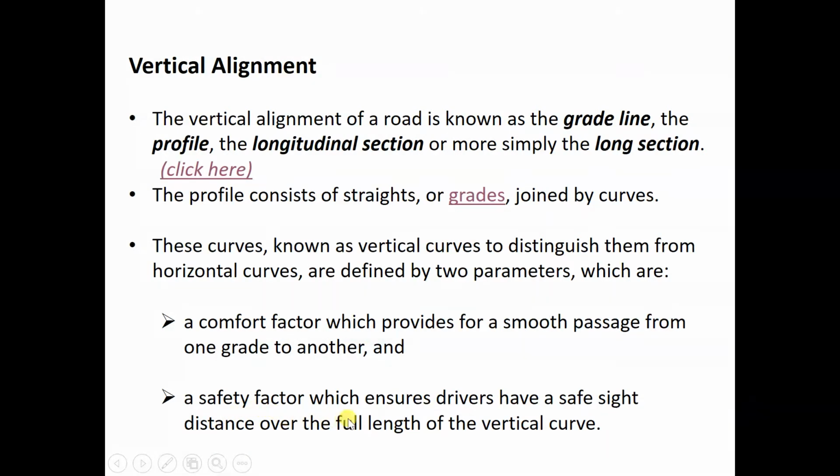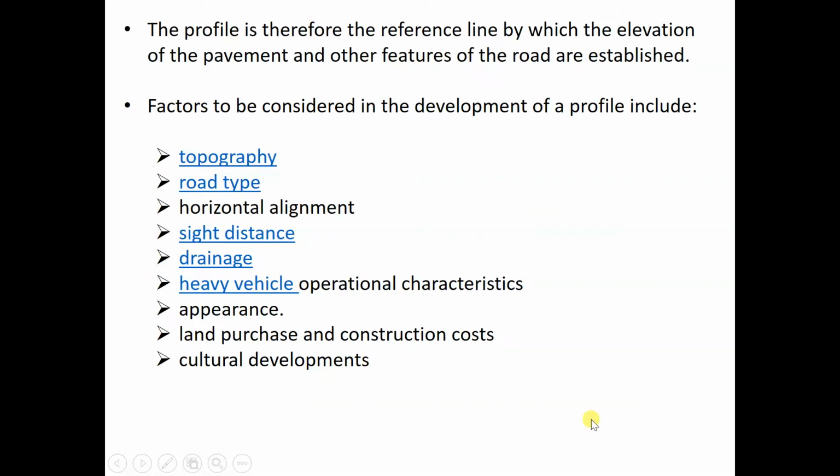Secondly, a safety factor, which ensures drivers have a safe sight distance over the full length of the vertical curve. So this is the safety aspect. Essentially it's for stopping, so when they see any hazard in front, they can stop in time before the hazard. The profile is therefore the reference line by which the elevations of the pavement and other features of the roads are established.